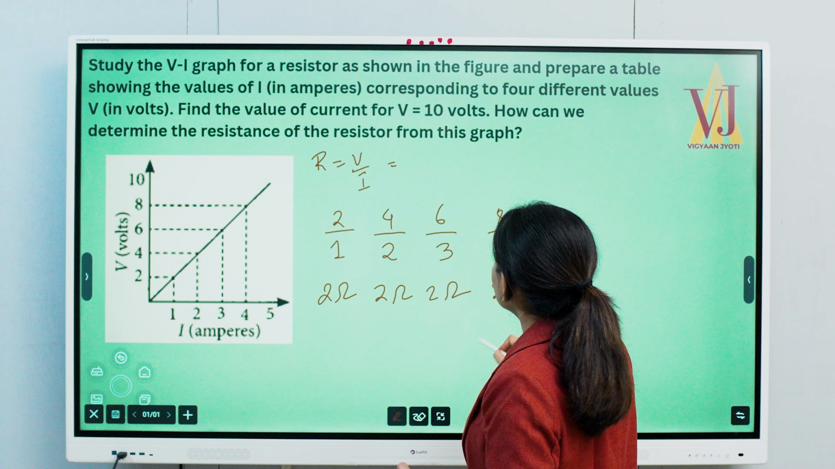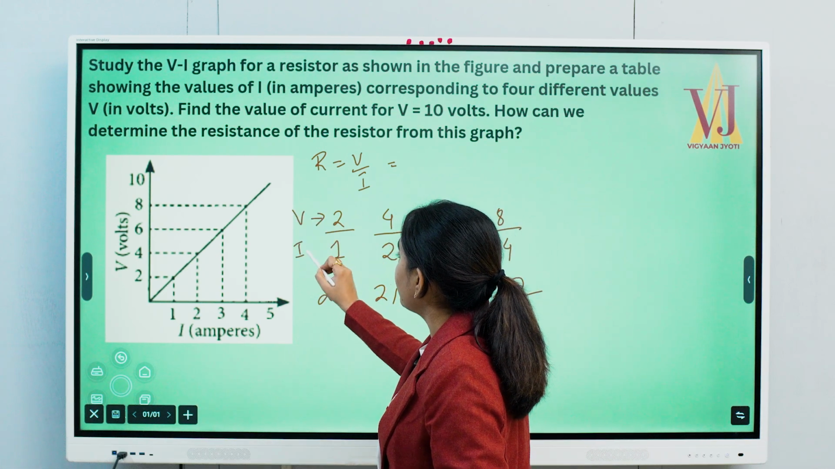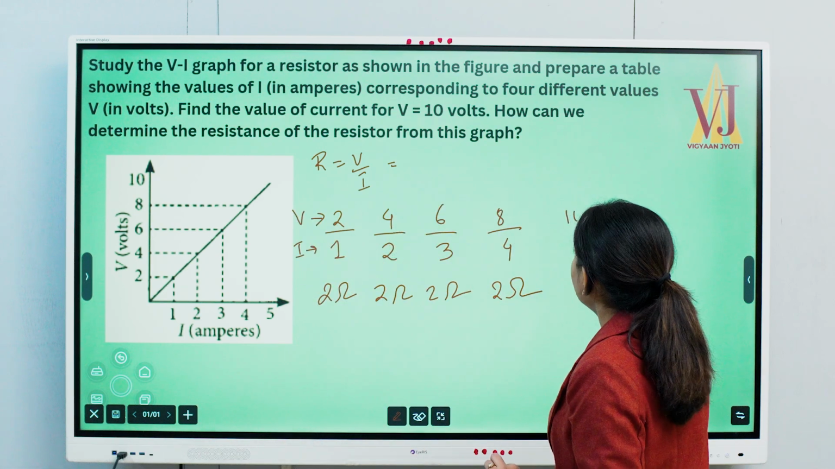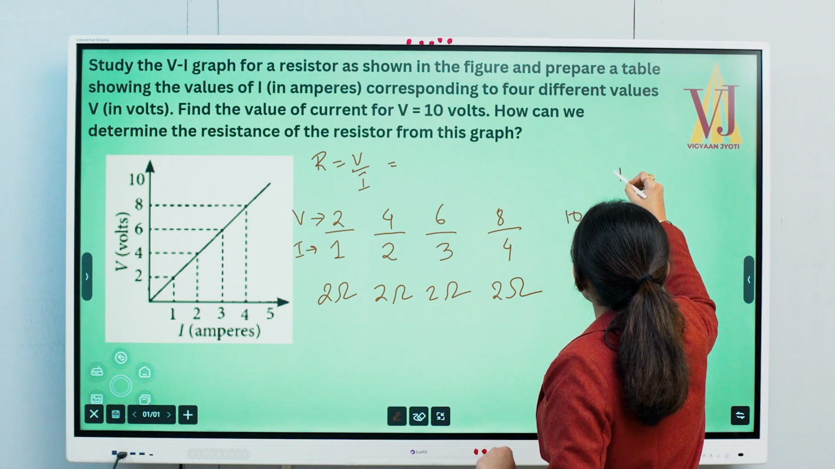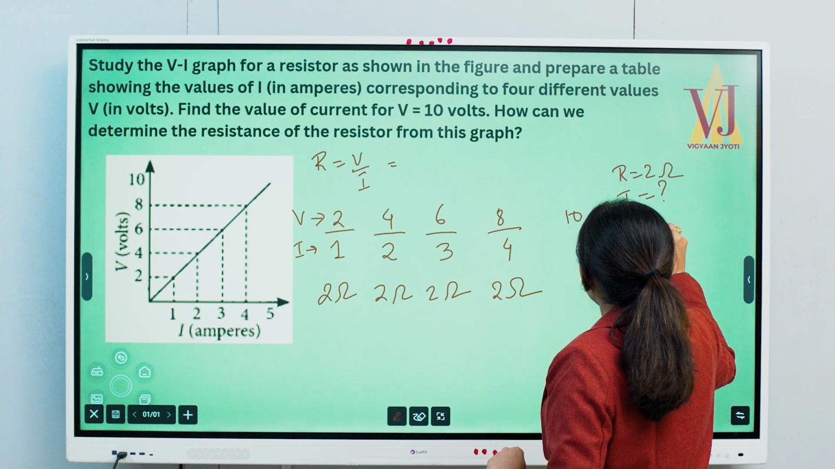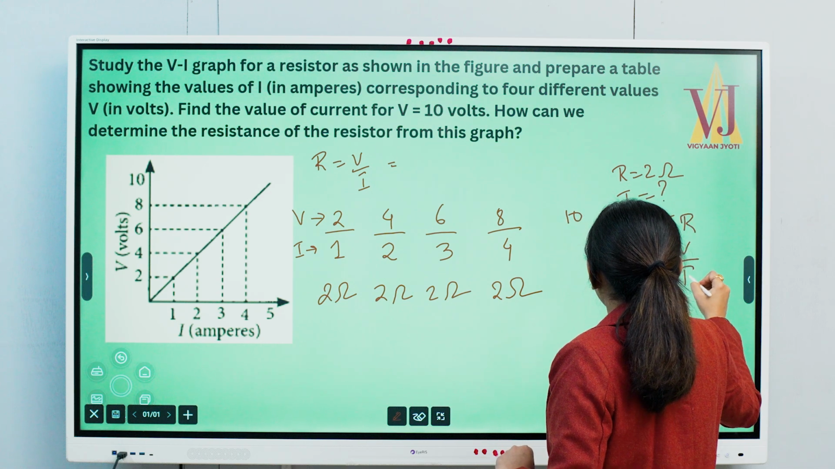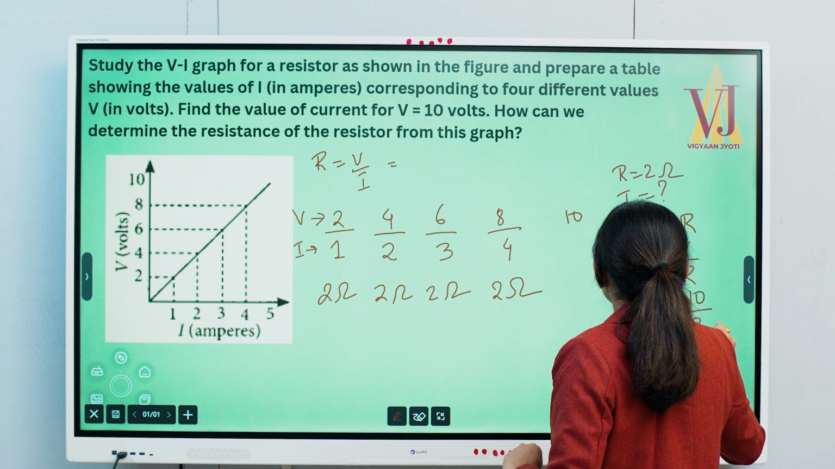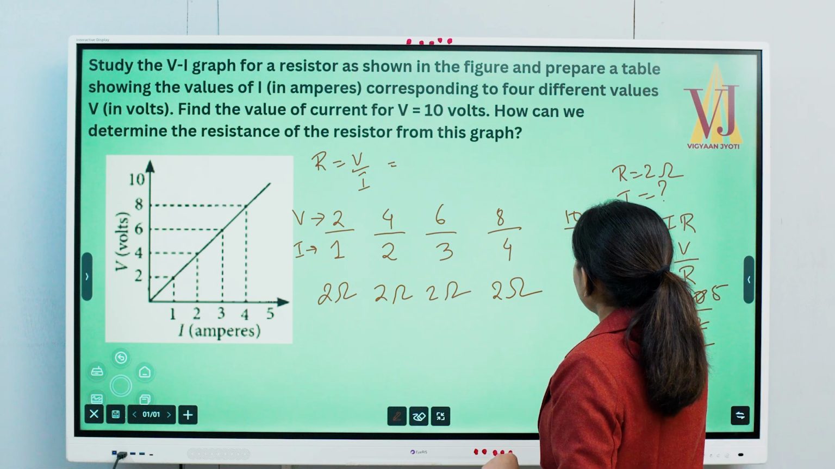So now they have asked, this is my voltage and this is my current. Now if they say this is 10, that means the constant is 2. That means my R is 2 ohm. You need to find out I. So V equals IR and I is equal to V by R. What's my V? 10. What's my resistance? 2. That means it will be 5.